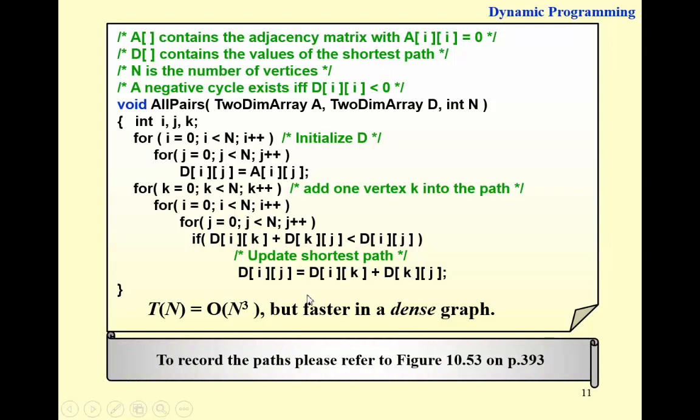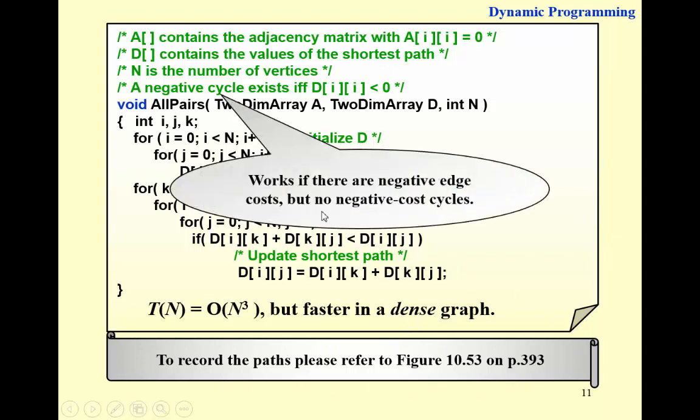Say again, if you're asked not only to find the shortest path length, but also to reconstruct the path, then you have to record the path while we are calculating the path length. And again, I leave it as homework to go through the pseudocode by yourselves after the class. One detail is that this algorithm works if there are negative edge costs. But if there is a negative cost cycle, it's not going to work.